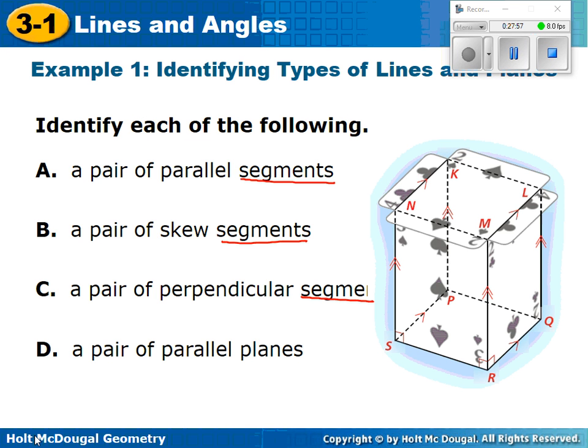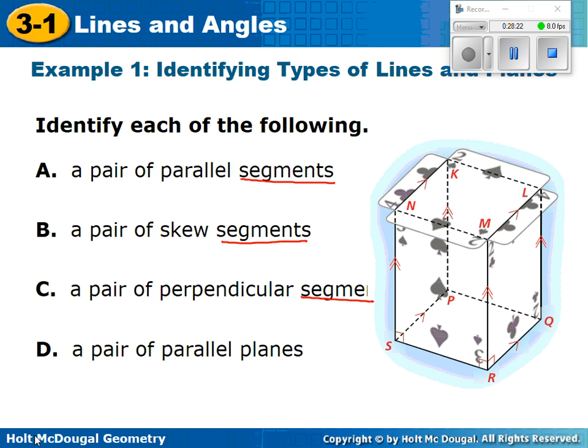So part A, we need a pair of parallel segments. Again, when you look at the picture, look for those arrows. Those arrows should tell you which lines are parallel. Go ahead, Jackson. Okay, that is true, but they're not actually marked parallel in this picture. So I'm going to have us try to first make sure we're getting the ones that are guaranteed parallel.